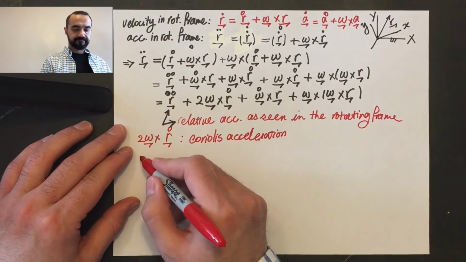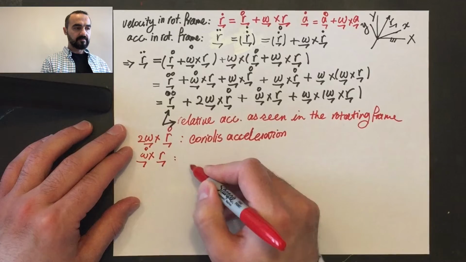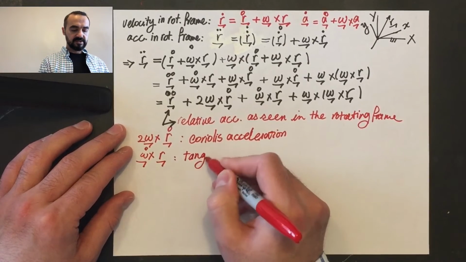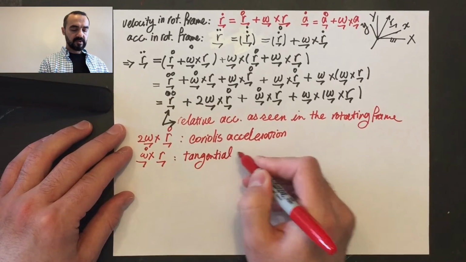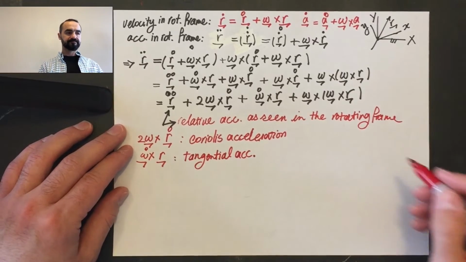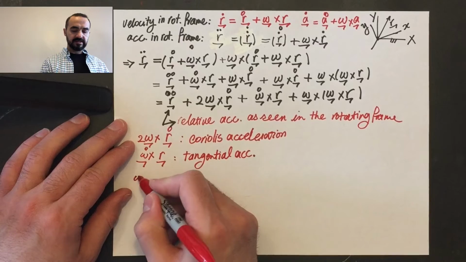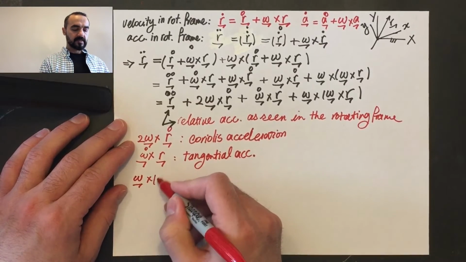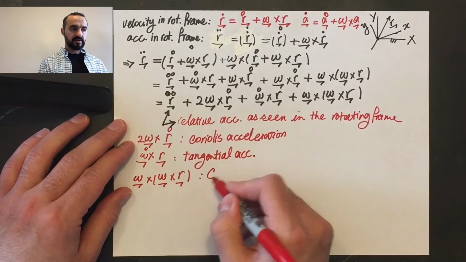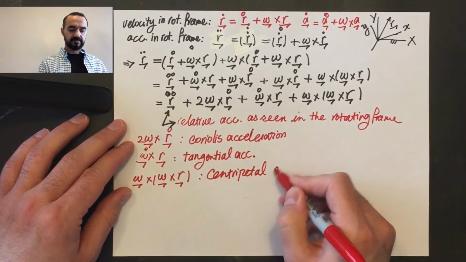And then we have omega circle cross r. This term is tangential acceleration. Okay, think about it for a moment, why it's called tangential acceleration. And omega cross omega cross r is centripetal acceleration. So centripetal acceleration.